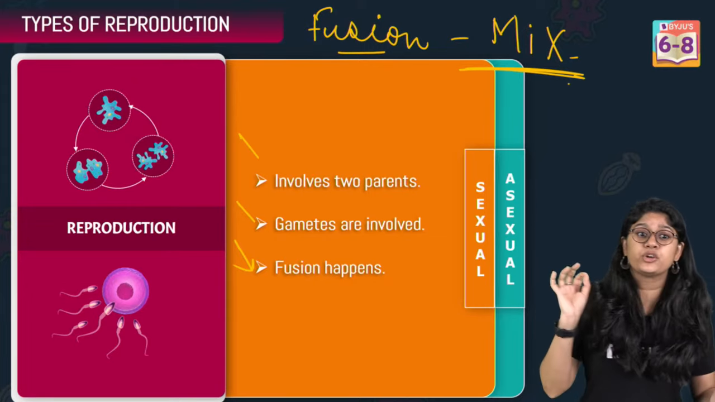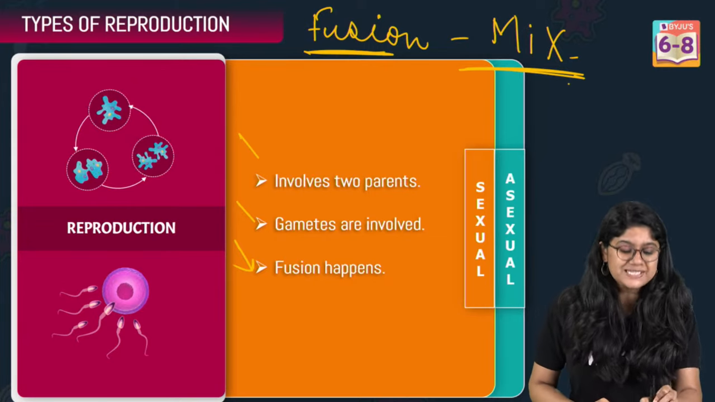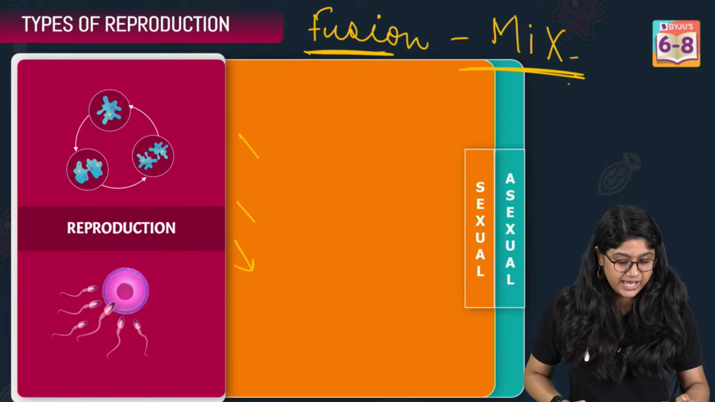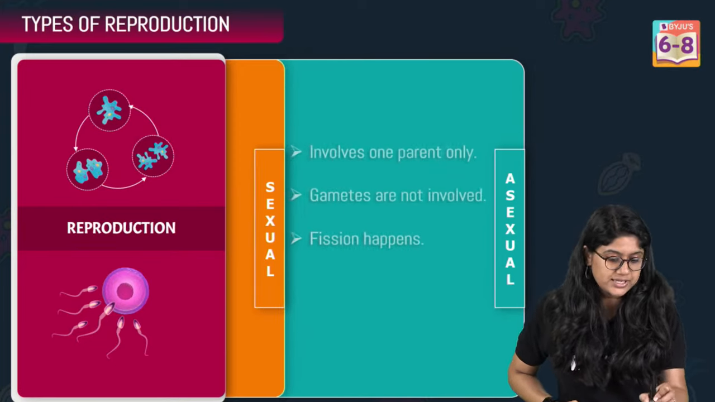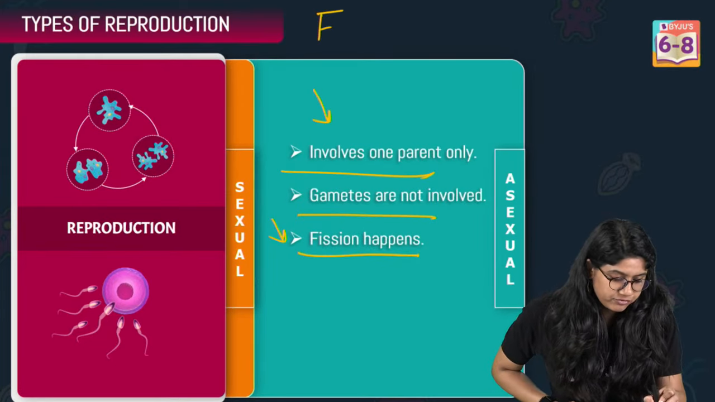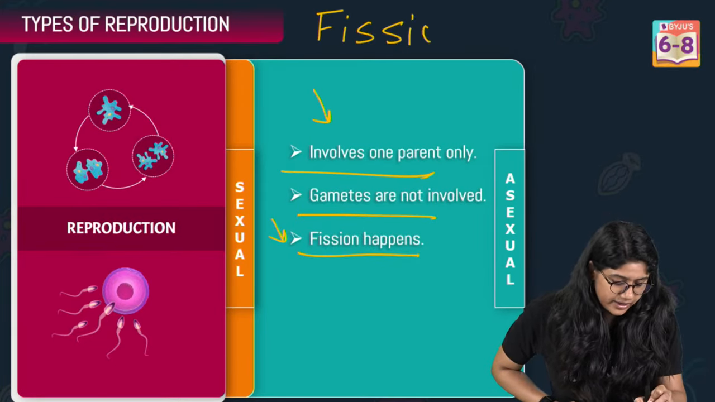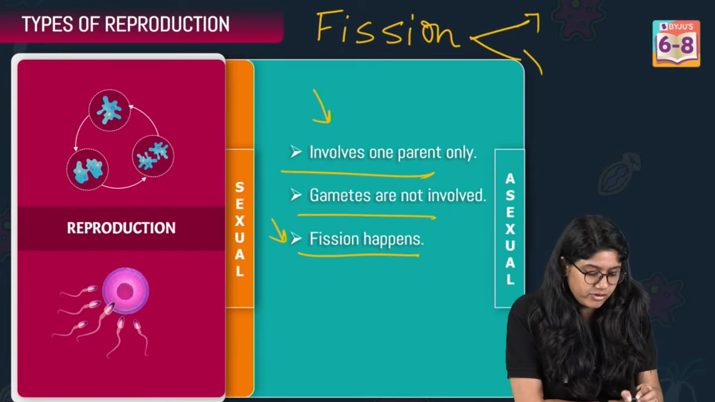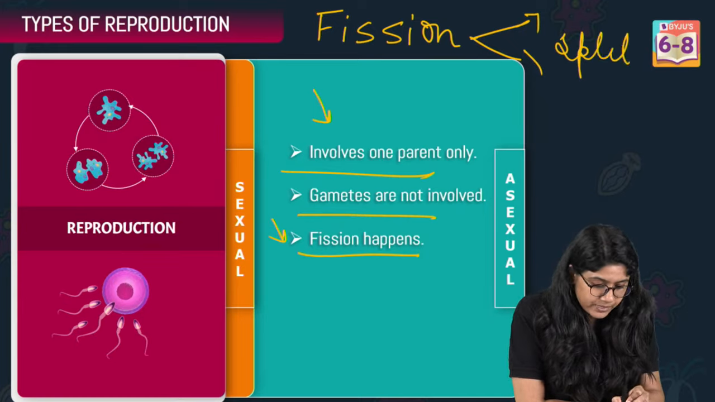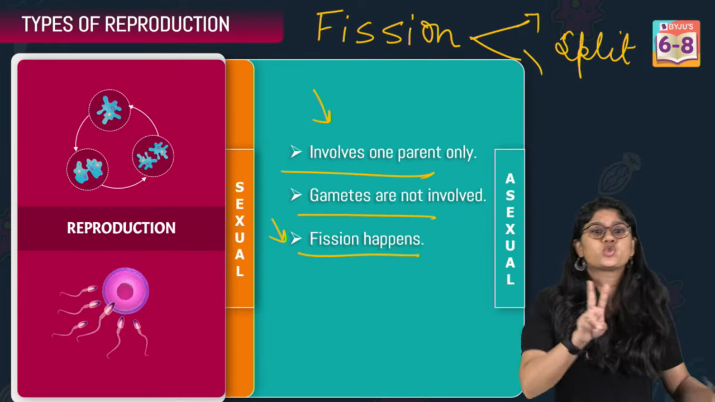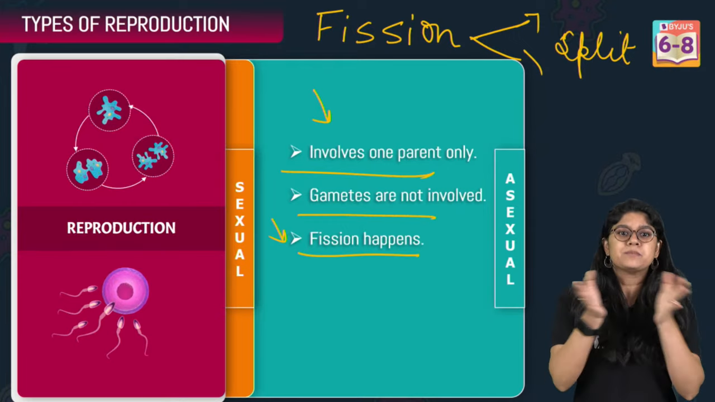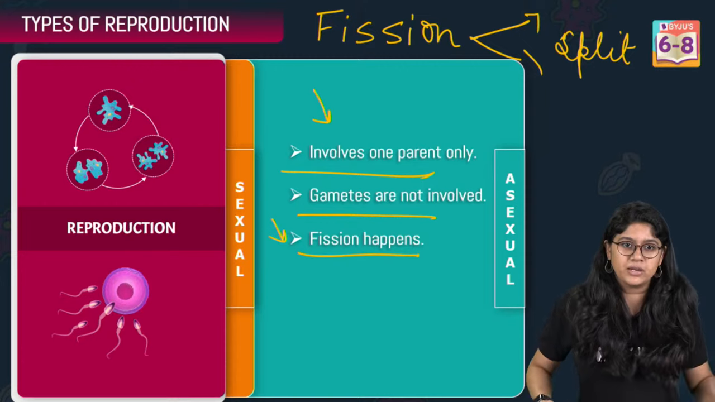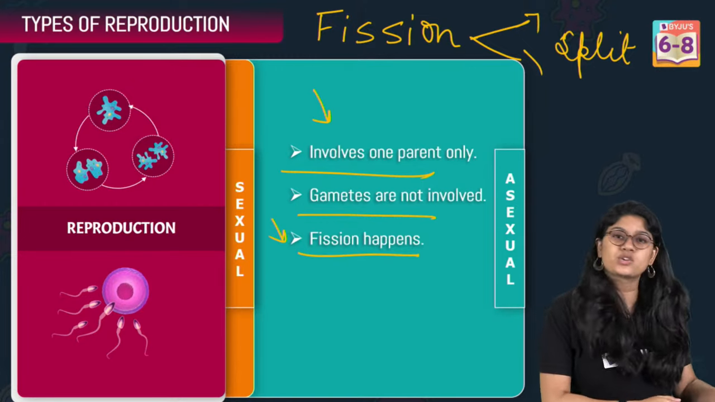Fusion means mixing. Whereas the word fission, F-I-S-S-I-O-N, means splitting. Clear, everyone? It means to split. There are two important things: fusion means mixing, and fission is to split or to divide. Very good. So we are clear with this, right?